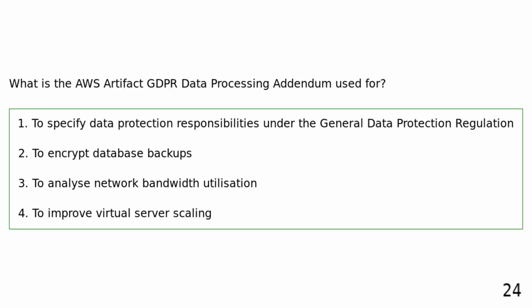What is the AWS Artifact GDPR Data Processing Addendum used for? To specify data protection responsibilities under the General Data Protection Regulation. To encrypt database backups. To analyze network bandwidth utilization. To improve virtual server scaling.